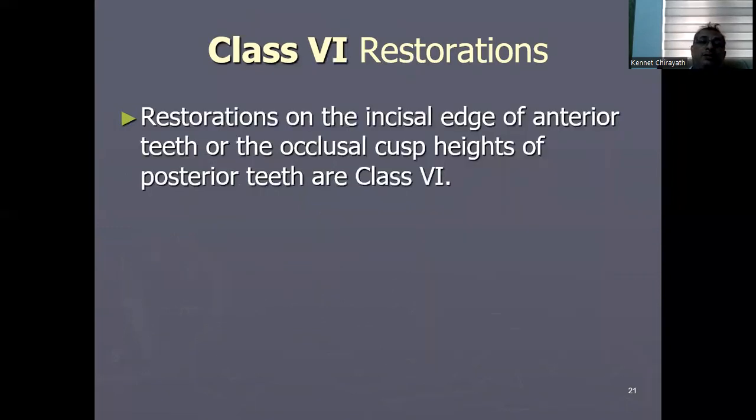And class 6 is restoration on the incisal edge of the anterior teeth and the occlusal cusp height of the posterior teeth. Okay, this is class 6: cavities occurring on the incisal edge of the anterior teeth and cusp height of the posterior teeth.